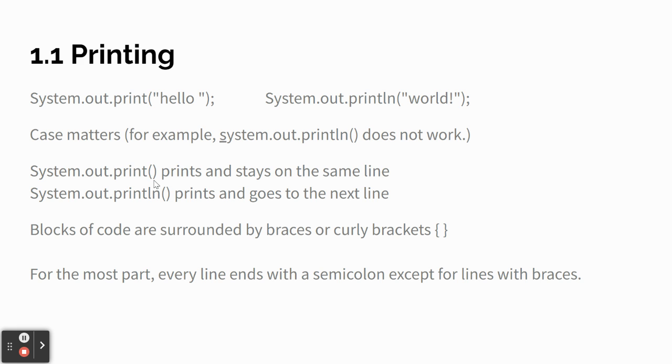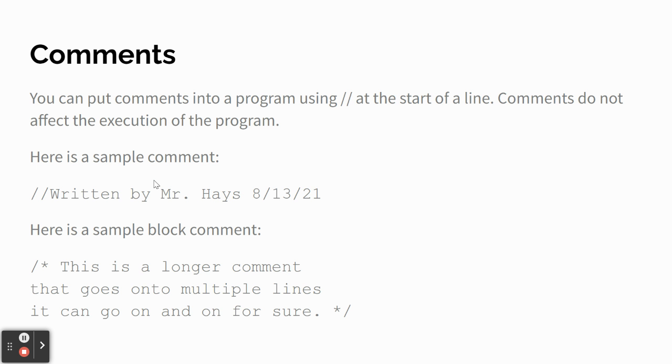And then I'm just giving you some tips. Blocks of code are surrounded by braces or curly brackets. For the most part, every line ends with a semicolon except for lines with braces, and lines that could have braces. Braces are sometimes optional. Don't worry, I'm going to show you things. You don't have to write this all down. You're going to have access to this in just a minute.